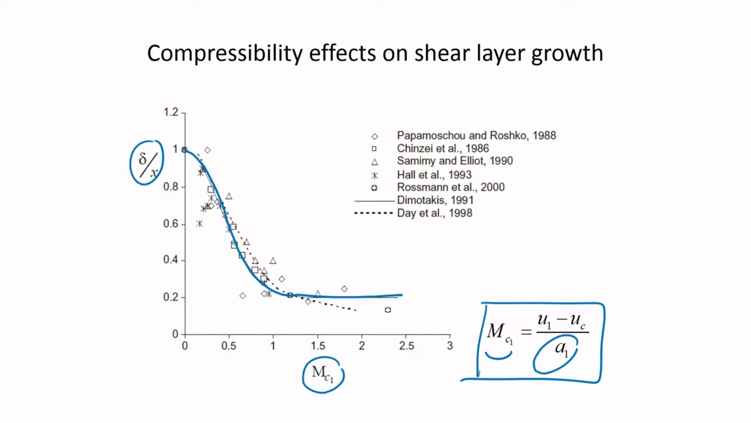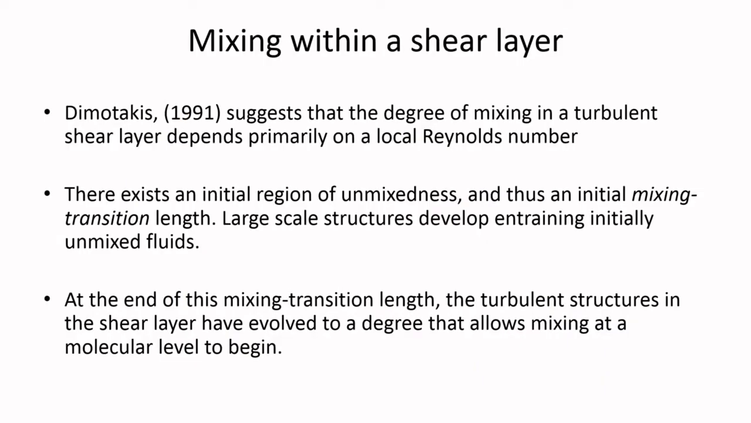Okay, so this is kind of an asymptote which is reached at a Mach number of 2. It says that compressibility essentially has a limiting effect on the shear layer growth and the corresponding mixing. So one cannot rely only on shear layer development to achieve mixing. One has to think of some other processes also in a compressible flow. Now, as such, there is more to mixing within a shear layer.